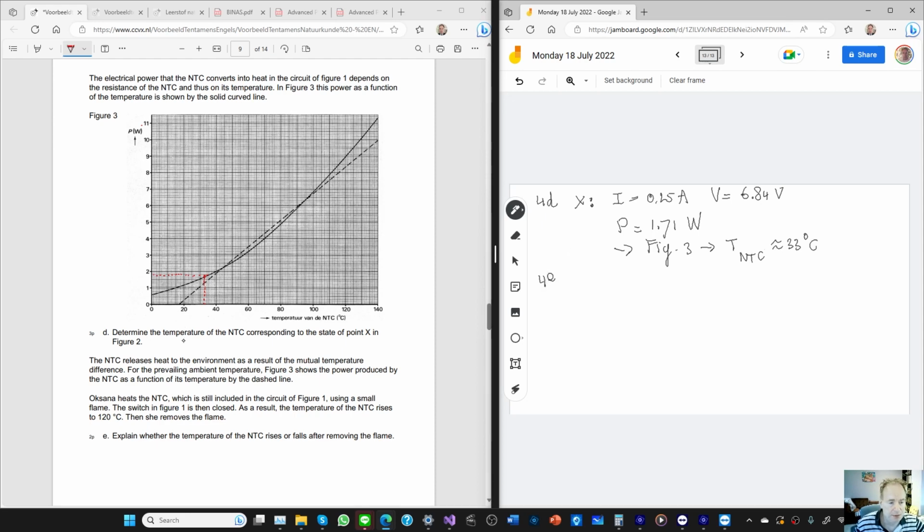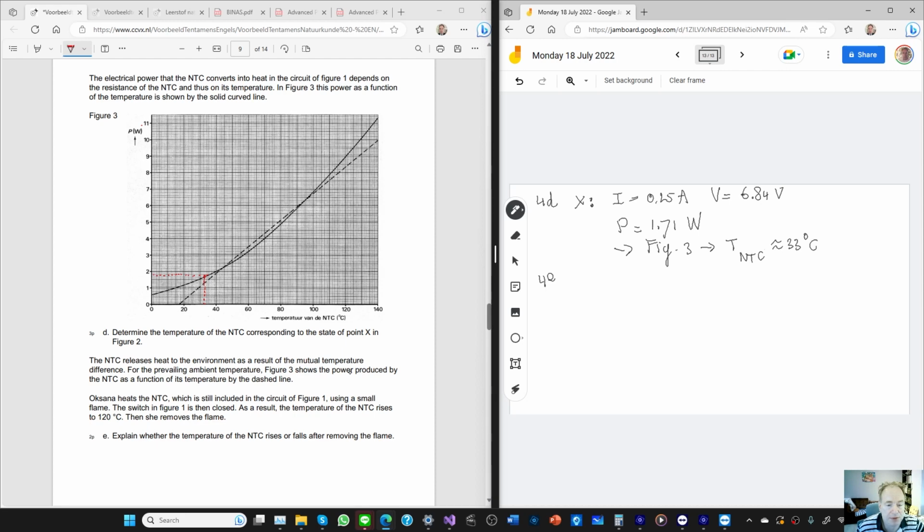For E, explain. Oh, wait, first they have a little story here. The NTC releases heat to the environment as a result of the temperature difference. That makes sense. So heat is generated, but this heat could conduct out, for example, through whatever physical connection is made, or even the air around it. So heat is conducted out for the prevailing ambient temperature.